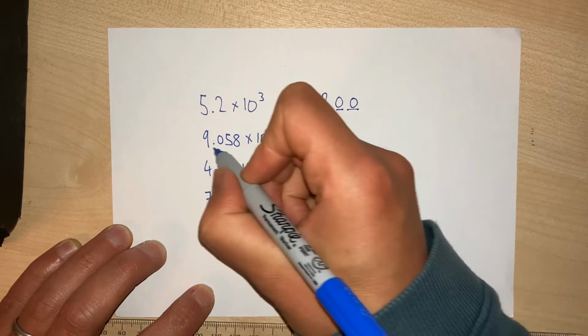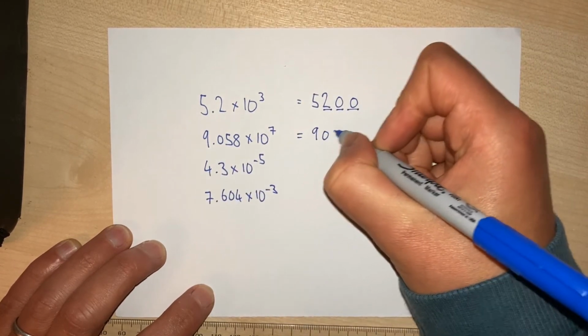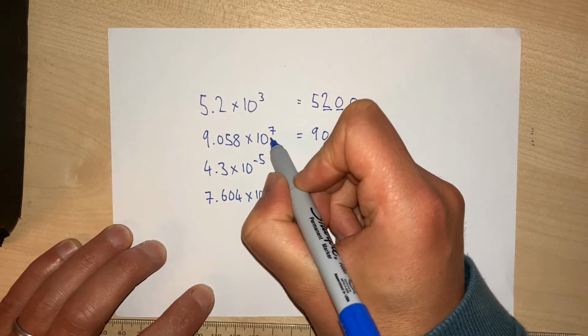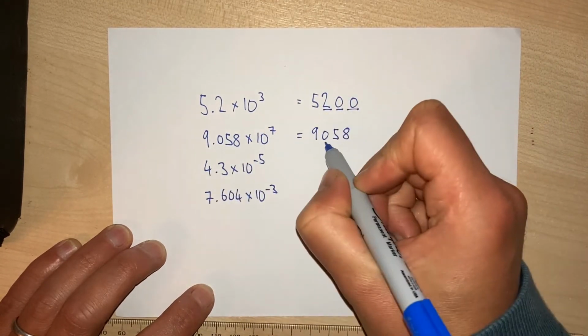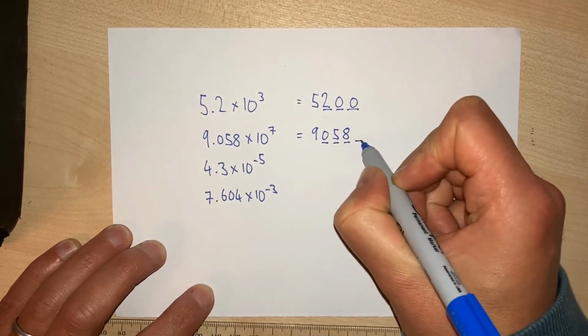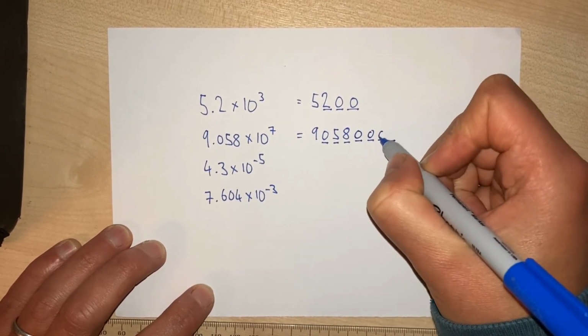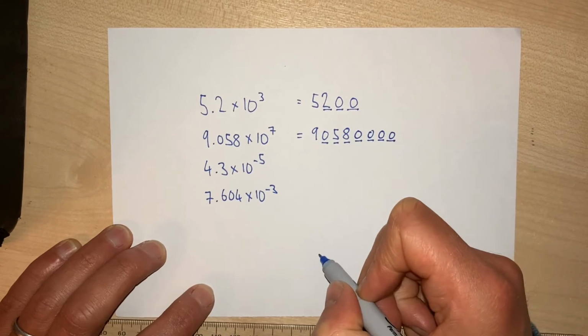Here's the next one. 9, 0, 5, 8. I want 7 numbers after the 9. 1, 2, 3, 4, 5, 6, 7. These have to be zeros.